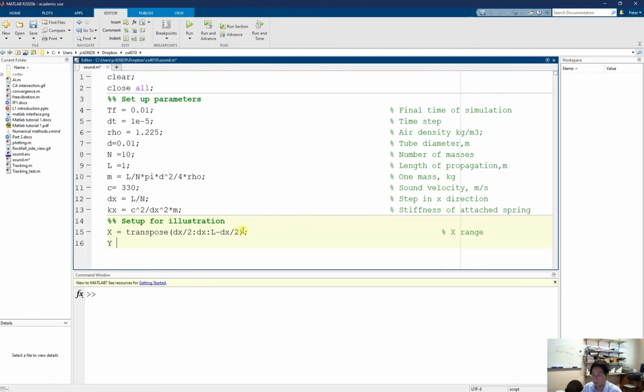Now for my y range, I have it always 0 because the sound propagates in the x direction. So y equals zeros(n, 1).